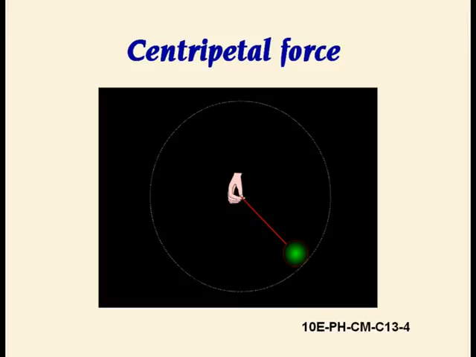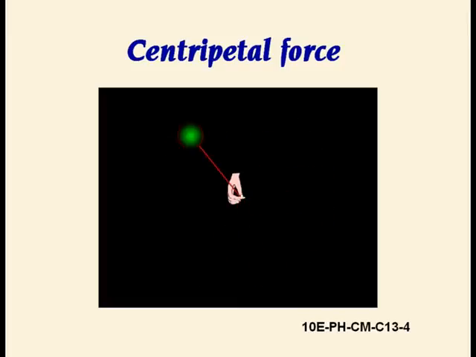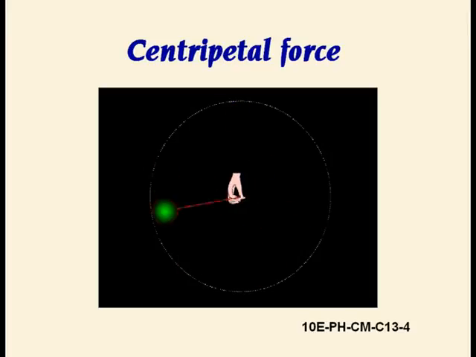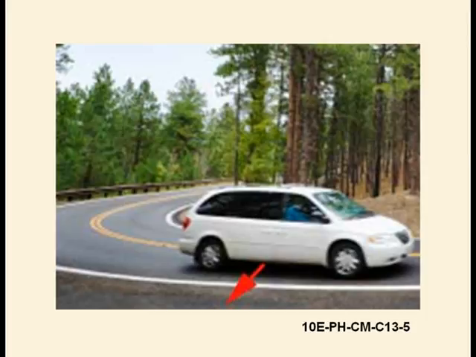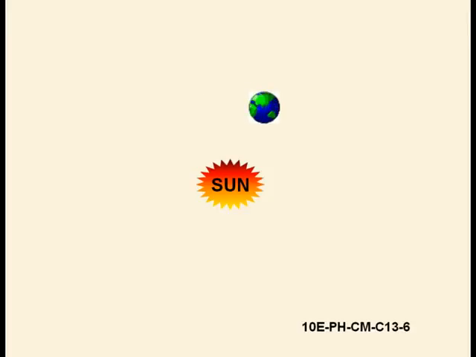Centripetal force. The centripetal force can be provided by many different things. When a stone is whirled around using a rope, the tension of the rope provides centripetal force. For a car moving along a curved path, friction between tires and road provides centripetal force. For movement of celestial objects in space, gravity provides centripetal force.